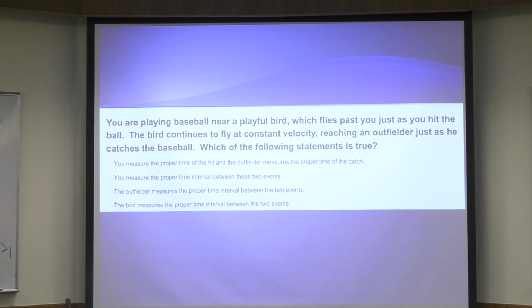Number one, you measure the proper time of the hit, and the outfielder measures the proper time of the catch. Two, you measure the proper time interval between two events. Three, the outfielder measures the proper time interval between the two events. Four, the bird measures the proper time interval between the two events. Remember, for proper time, both events happen at the same location in your reference frame. So which one of these is true? This is one of these super important questions. So pause your video and figure it out.